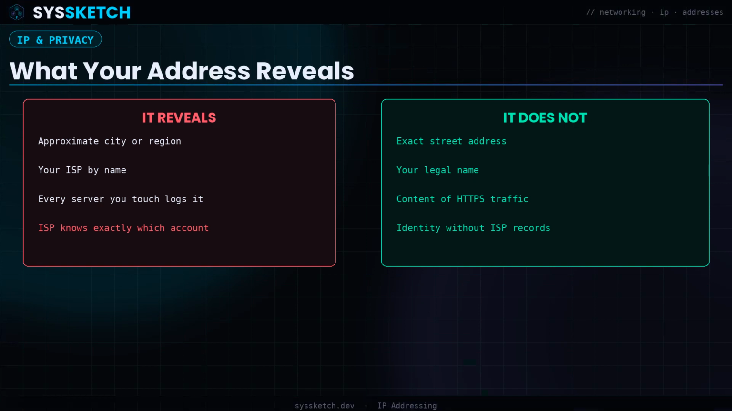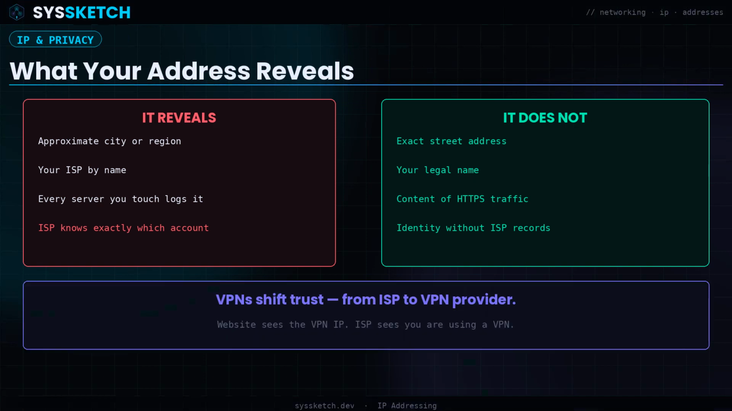However, your ISP maintains detailed records of which customer account was assigned which IP address at every moment in time. So while a random website cannot identify you from an IP address alone, your ISP absolutely can. And by extension, so can law enforcement given a valid legal request and ISP cooperation. The privacy implications are real and worth understanding.